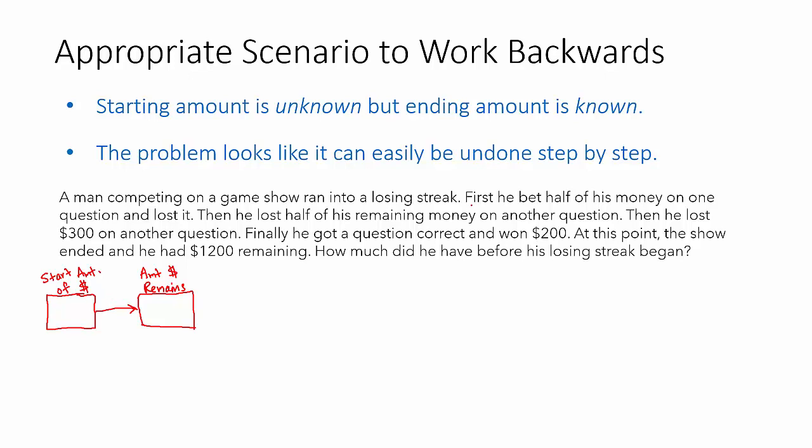First, he bet half of the money on one question and lost it. So, how much money did he actually lose? We're not sure how many dollars, but we know that he lost half of that money, right? I'm not going to put minus 1/2 here. That would mean that he lost half of a dollar. What I am going to do is say that half of his money remains. So I'm going to take the amount of money that he started with and multiply that by 1/2. Because half of it remains, half of it is gone.